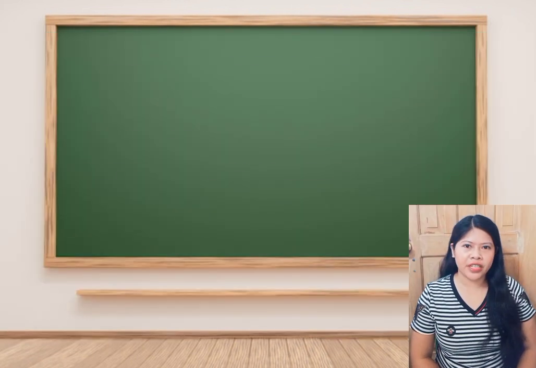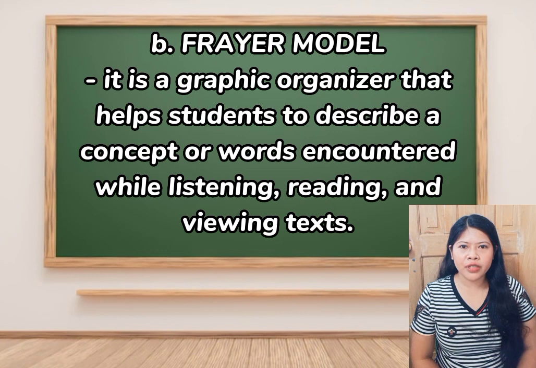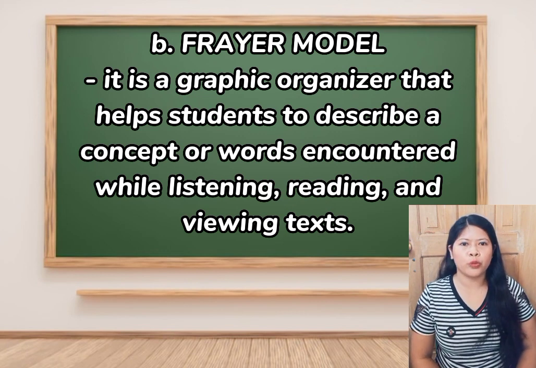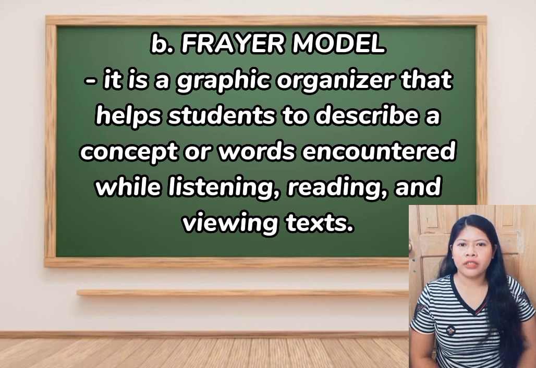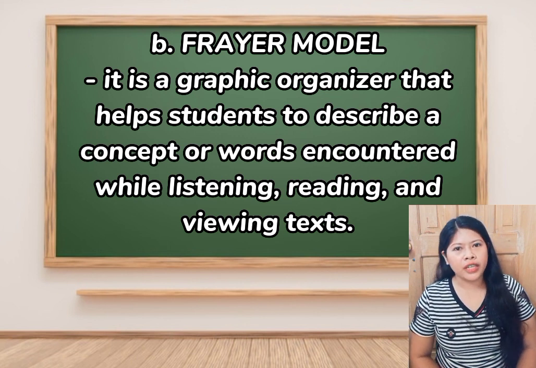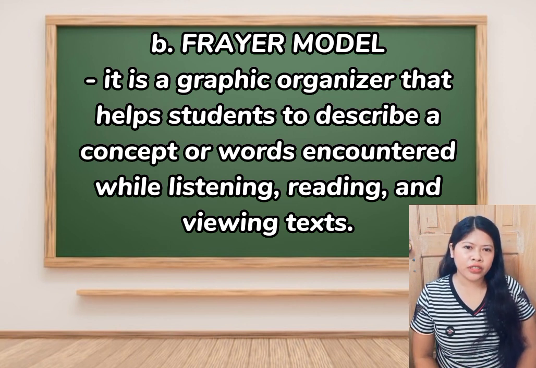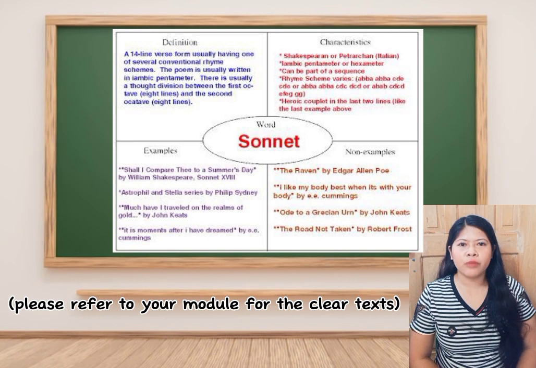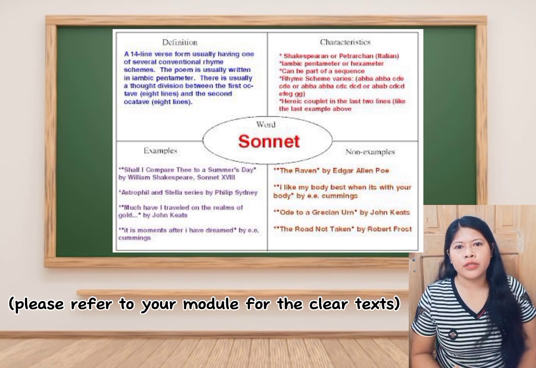Next, we have the Frayer model. It is a graphic organizer that helps students to describe a concept or words encountered while listening, reading, and viewing text. It is used before reading to activate background knowledge, during reading to monitor vocabulary, and after reading to assess vocabulary. As you can see in the visual presented on the screen, the concept here is the word sonnet.